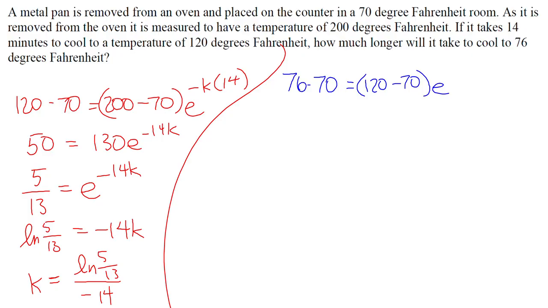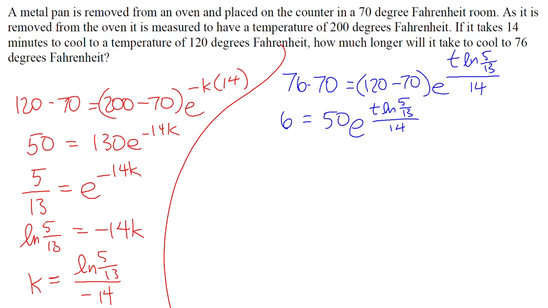And just like in the last problem, since the k value has a negative sign in it, the negative in front of our k that we're going to put in the exponent here can cancel out that negative. So we'll just have t times that positive version of the k value. So it's just t ln 5/13 over 14. And now we'll just solve. 76 minus 70 is 6, and 120 minus 70 is 50. So 6 equals 50 e to the t ln 5/13 over 14. Divide by 50. 6 over 50 reduces to 3/25.